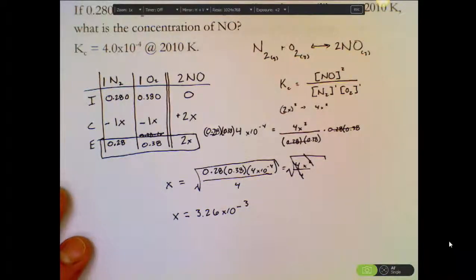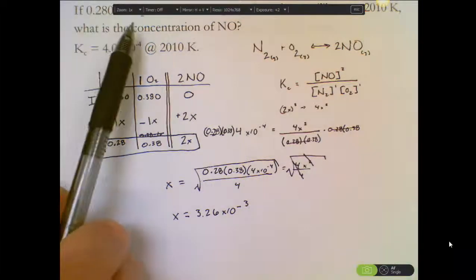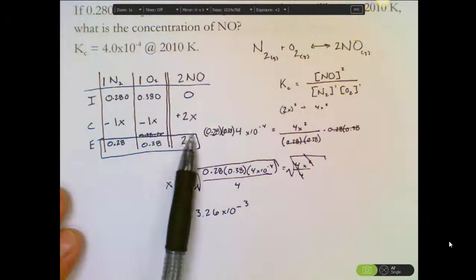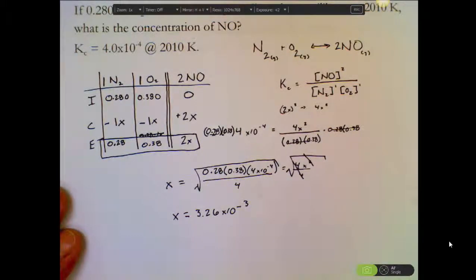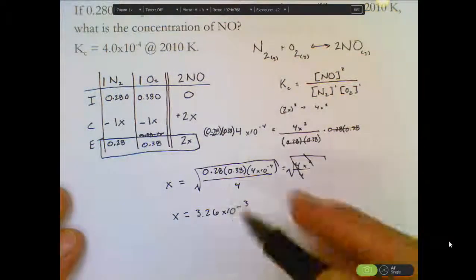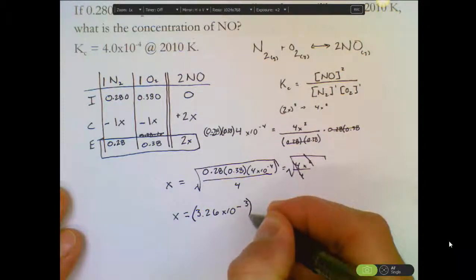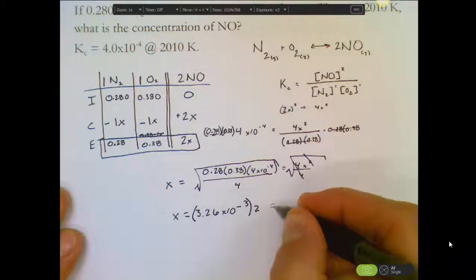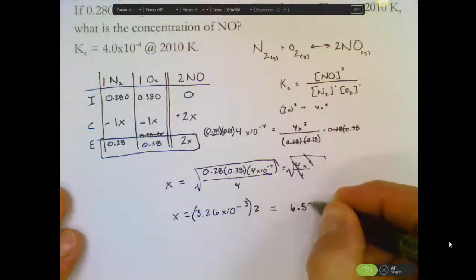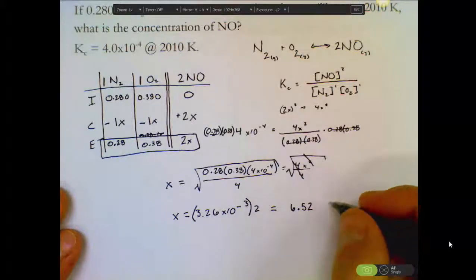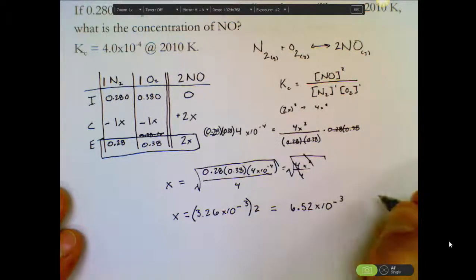And that's great. The problem though asks what's the concentration of NO. Well, here's the concentration I want to know because it's the equilibrium value. Since this is 2x, I need to do this times 2. So I get 6.52 as my answer times 10 to the negative third.